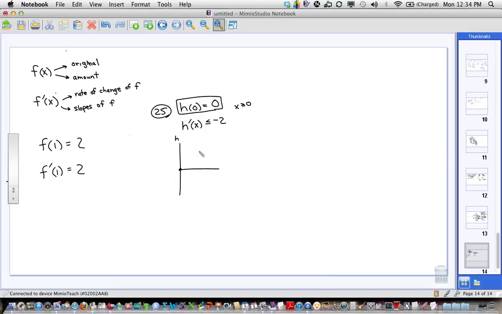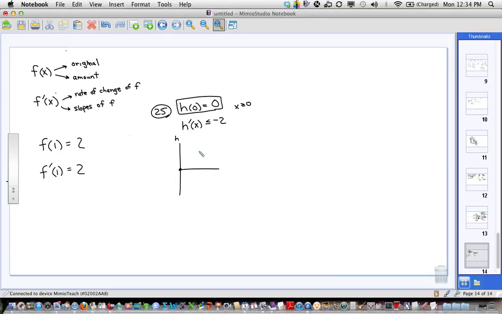All right. So, what's this thing tell us? Slope is less than or equal to negative 2. Now, with negative numbers and less than, greater than, we've got to really be careful. What does that mean, slope is less than or equal to negative 2?